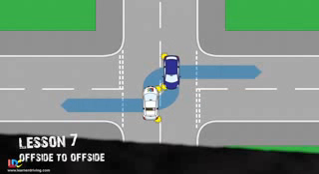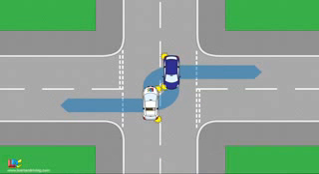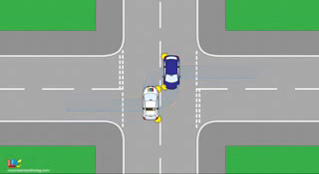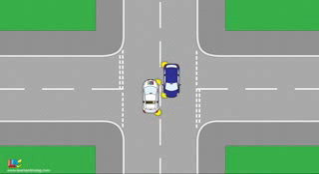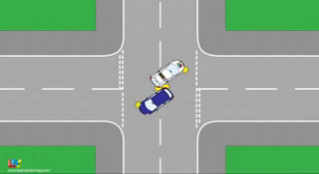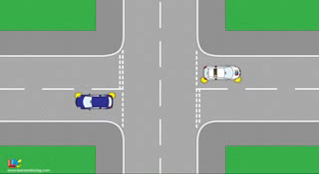Offside to offside. This is where your vehicle passes another vehicle with its offside or driver's side alongside that of the oncoming vehicle. This method is the safest way for two cars to both turn right at a crossroads, as it affords each driver the best view of oncoming traffic, enabling them to better judge whether it's safe to turn or not.